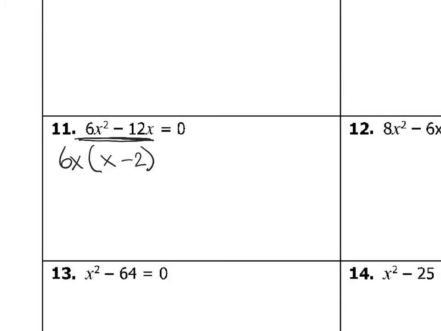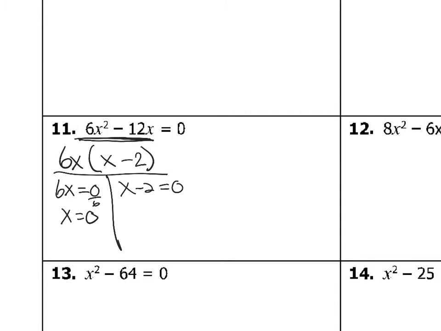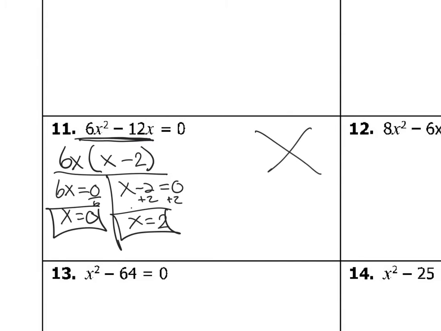All right? Well, if I set this to 0, and I set x minus 2 equals 0, then I get x equals, you're going to divide by 6, so 0, and then I'm going to add 2, x equals 2. All right, even though I didn't do the tree, I didn't have to factor it out, I just factored out my GCF, and I set both of these to 0 and solved. So my solutions were 0 and 2.